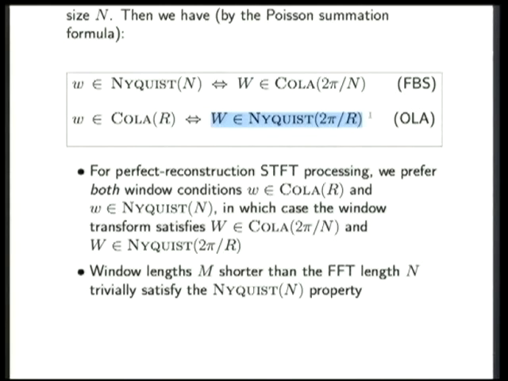All right, so that's some good duality between overlap add and filter bank summation.